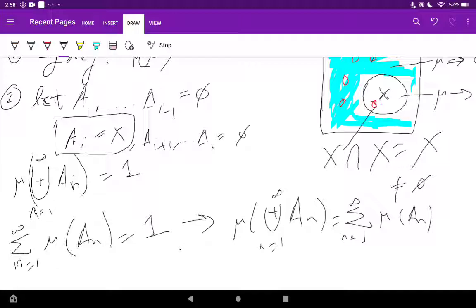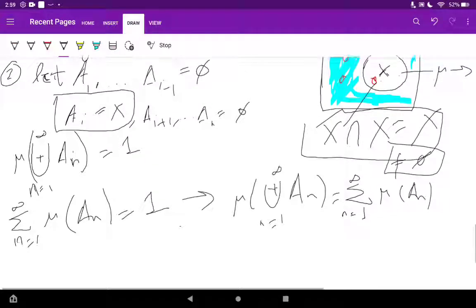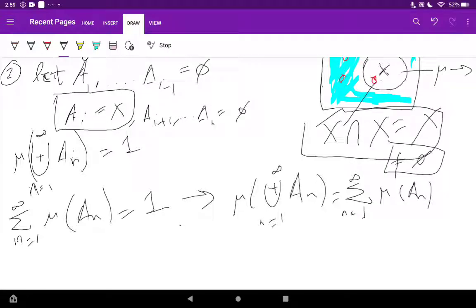And since we can't have more than one point inside X, because otherwise this condition will happen and then we won't have this one, and when the sets are not disjoint, we cannot have this countable additivity. So only in this scenario can we say that this is actually countably additive, and that concludes the proof.